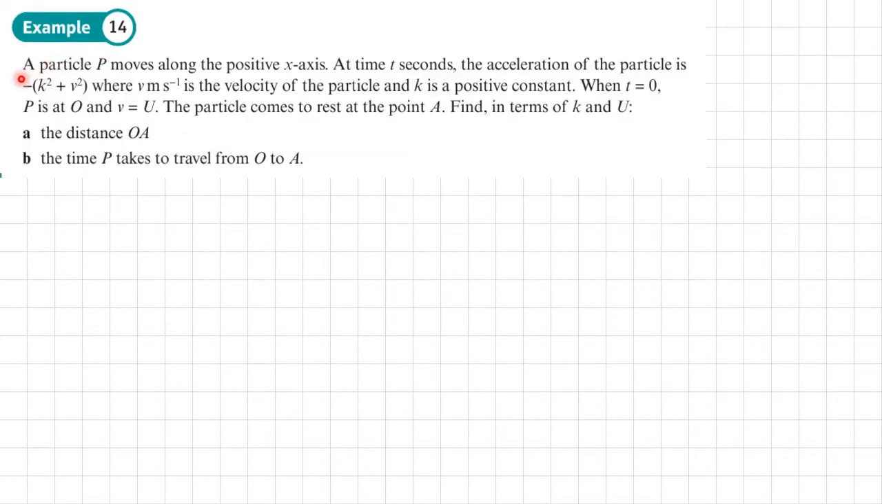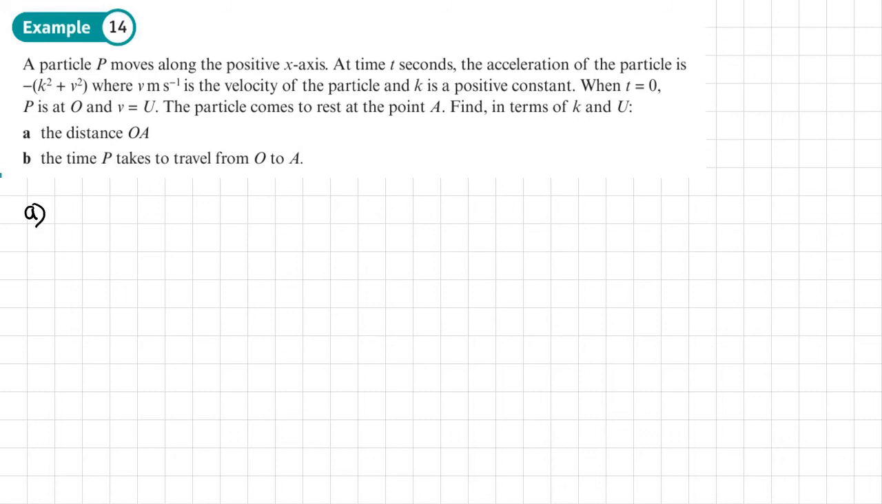Example 14. A particle P moves along the x-axis. At time t seconds, the acceleration of the particle is negative (k squared plus v squared), where v meters per second is the velocity of the particle and k is a positive constant. When t equals 0, P is at the origin and v is equal to capital U. The particle comes to rest at the point A. Find in terms of k and U, part A, the distance OA.